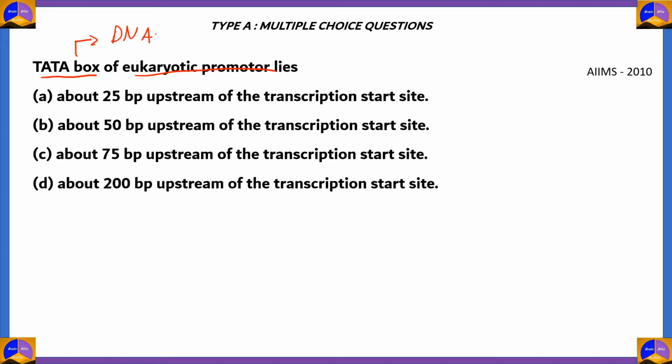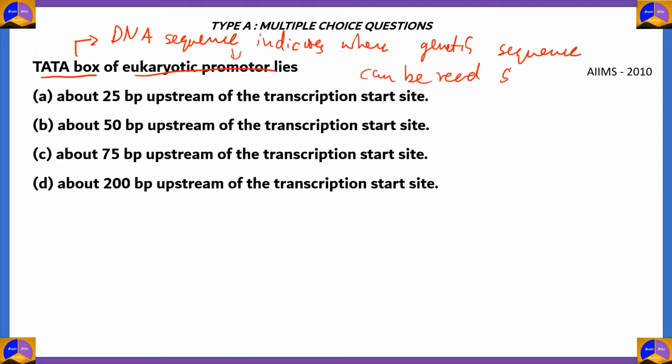Now this TATA is a DNA sequence, which is a promoter that indicates where genetic sequence can be read and decoded. So the reason why it's given TATA box is that the DNA sequence often reads like this: thymine, adenine, thymine, adenine, adenine, adenine, TA. This is usually the sequence.